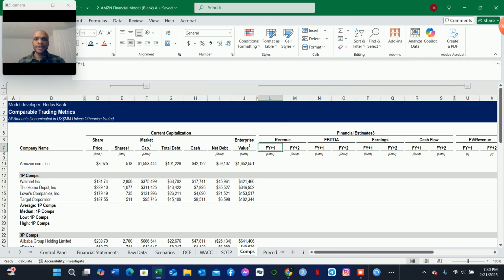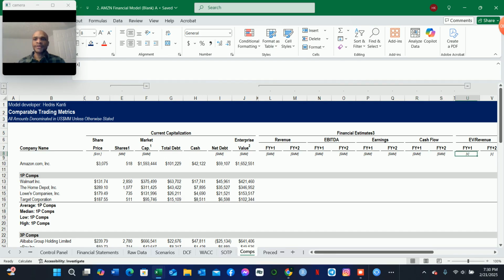So now let us bring in the financial estimate for the revenue for the fiscal year plus 1, fiscal year plus 2. Let us also bring in the EBITDA for the fiscal year plus 1 plus 2, the earnings for the fiscal year plus 1 plus 2, and the cash flow for the fiscal year plus 1 and plus 2.